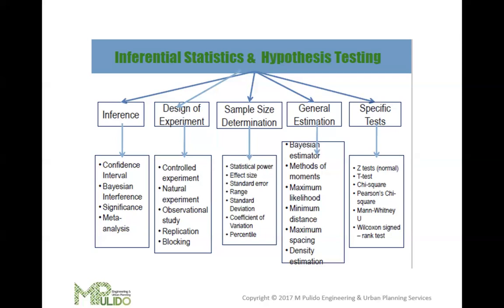Meta-analysis, still under inference, is combining data from multiple studies to draw a more powerful conclusion. You normally hear this, right? Meta-analysis. For example, aggregating results from several clinical trials to determine the overall effectiveness of a new drug. Design of experiment, that's the second diagram, involves planning and conducting experiments to ensure valid and reliable results.